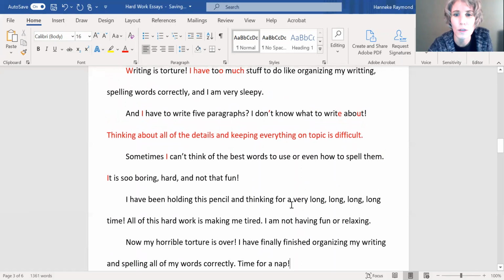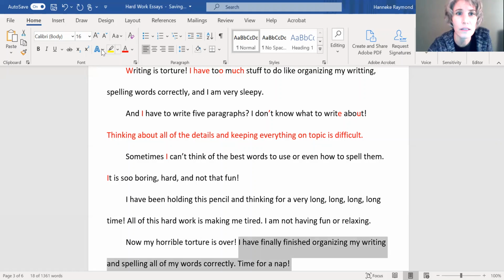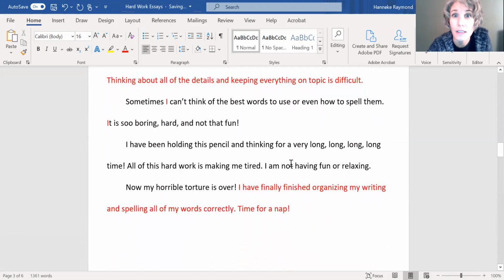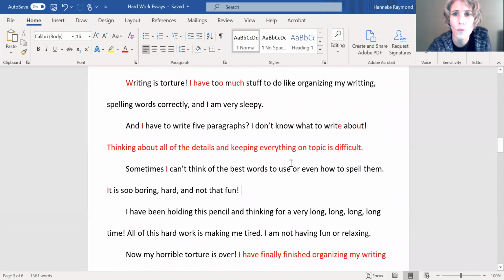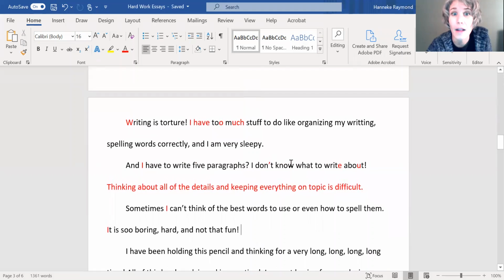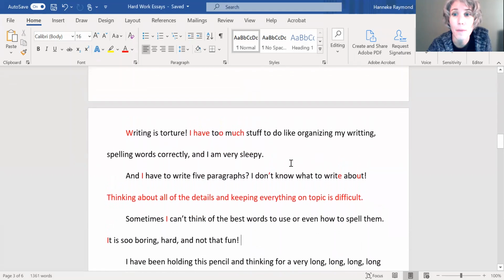So ladies and gentlemen, you can see I added in about 2 sentences. I moved 1 sentence around. I deleted 1 sentence. It's not too much. That's only 4 sentences that were changed. I went through and I checked on my spelling and my capitals and my punctuation.